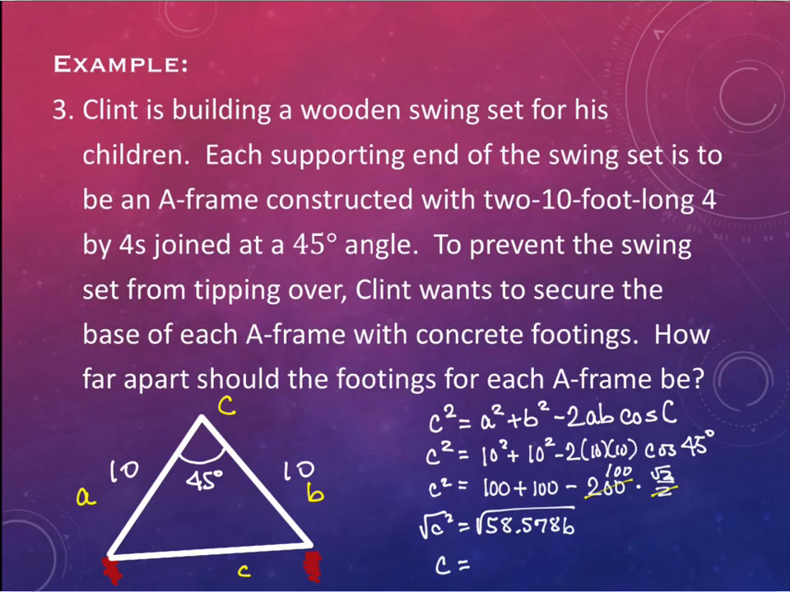So the C, I'm almost done, I promise, will give us 7 point, did it say how many decimals? It doesn't, so let's go with 1 decimal. They usually do side lengths to 1 decimal, so this would be 7.7 feet, because they're 10-foot poles, right? Yeah, feet. Okay, so 7.7 feet apart. All right, I'm going to push pause on this.